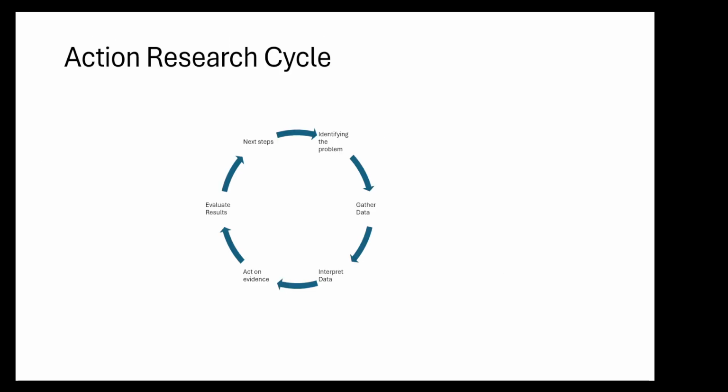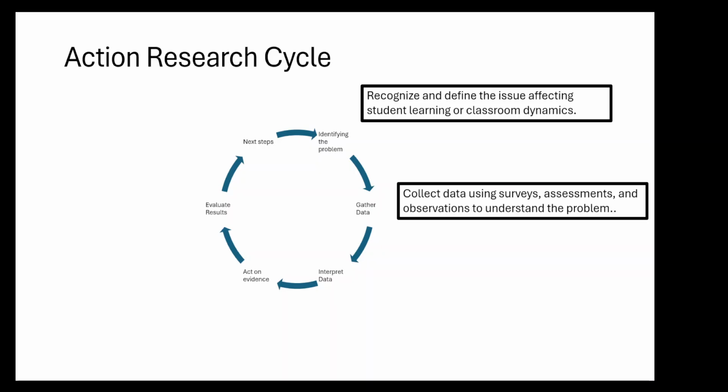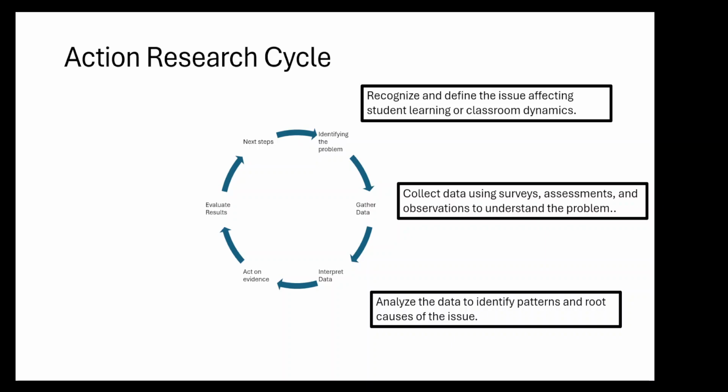Action research cycle. It starts with identifying the problem, gather data, interpret data, act on evidence, evaluate results. Next steps. In identifying the problem, we need to recognize and define the issue affecting student learning or classroom dynamics. We need to gather data, collect data with surveys, assessments and observation to understand the problem. We need to interpret data, analyze the data to identify the patterns and root causes of the issue.